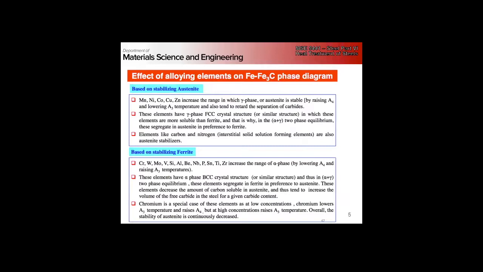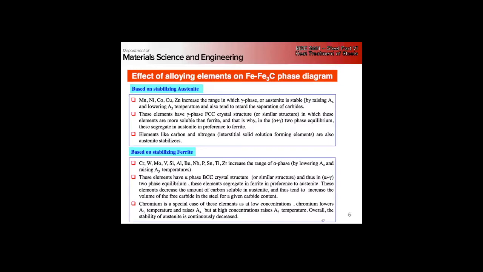The ferrite stabilizers tend to be the BCC elements. And we can say titanium and zirconium in there because they actually exhibit BCC phases, even though they're HCP at standard temperatures and pressures. And chromium is a bit of a special case.